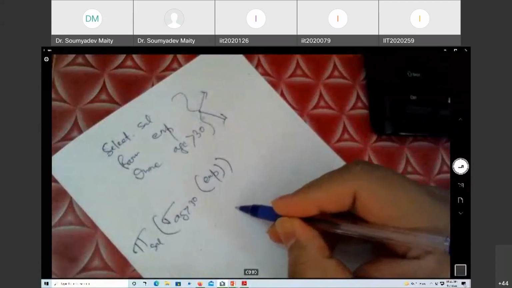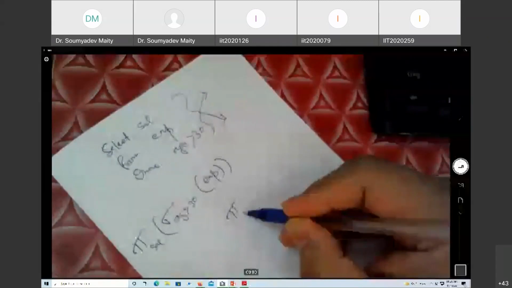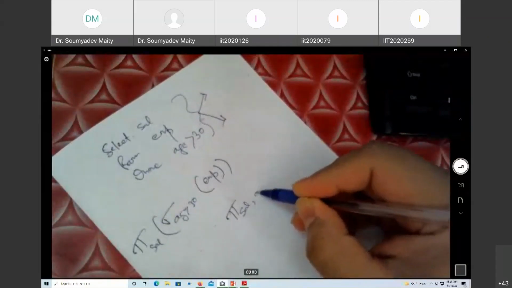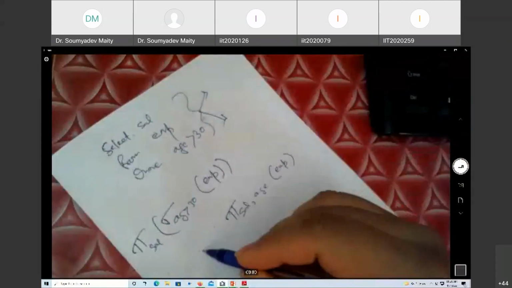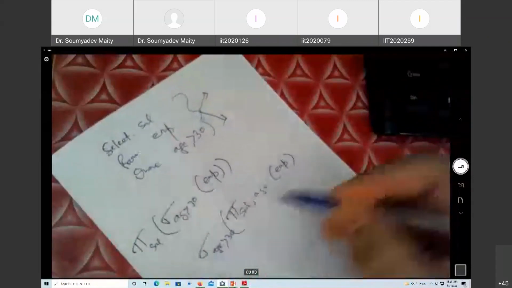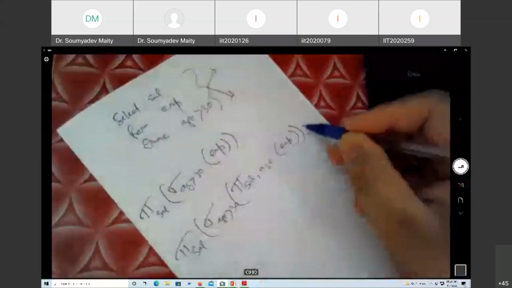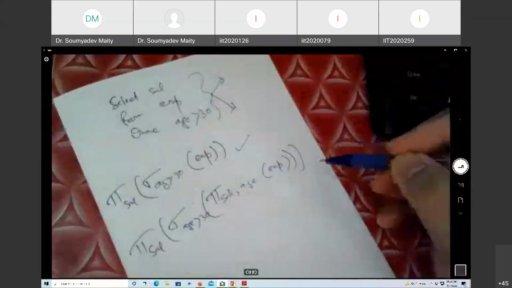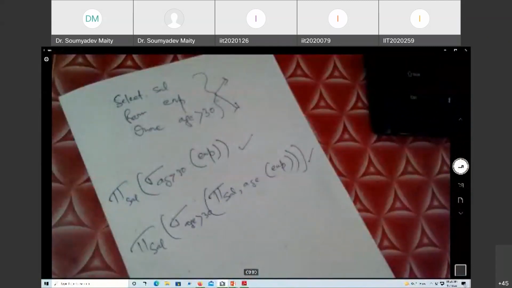Or you can do what? You can project salary and age from employee first, and then apply the condition, select age greater than 30, and then finally project salary. So this will also give you a correct answer. This will also give you a correct answer. Right? There is no doubt that both of the queries will give you the correct answer.